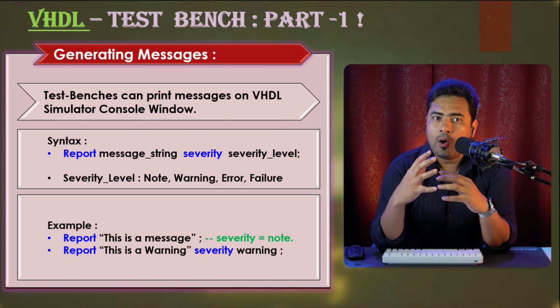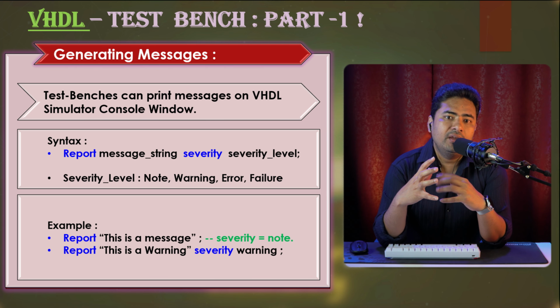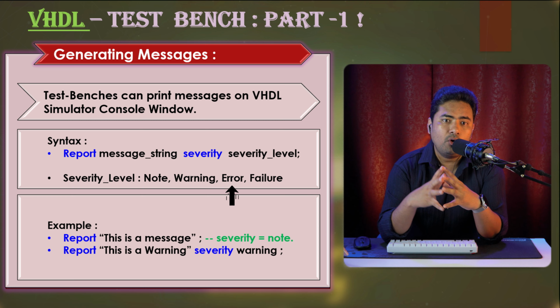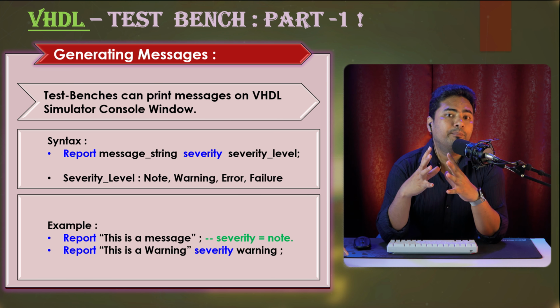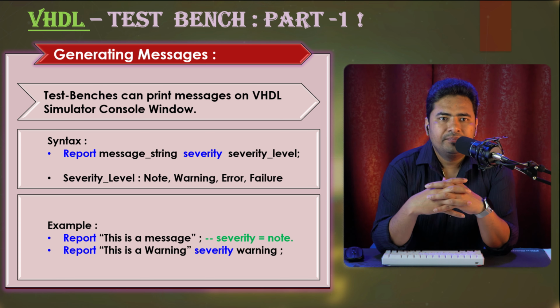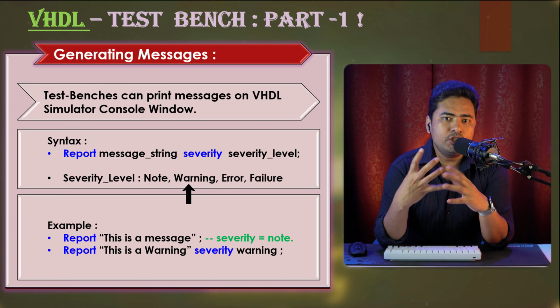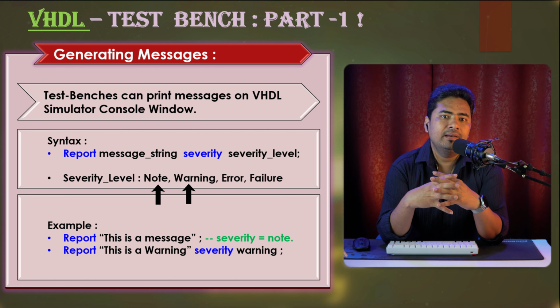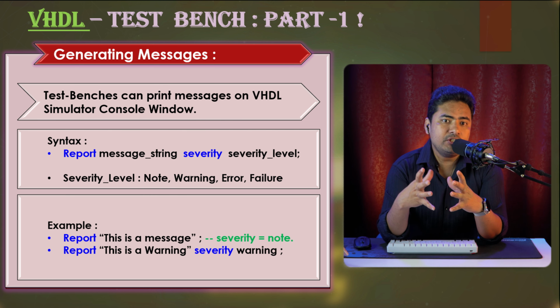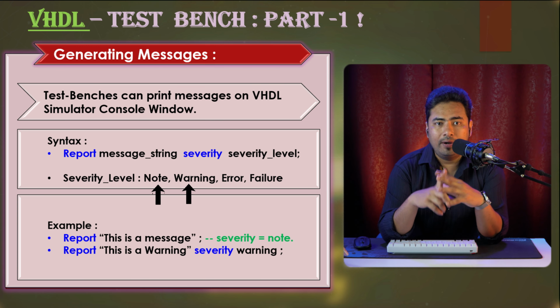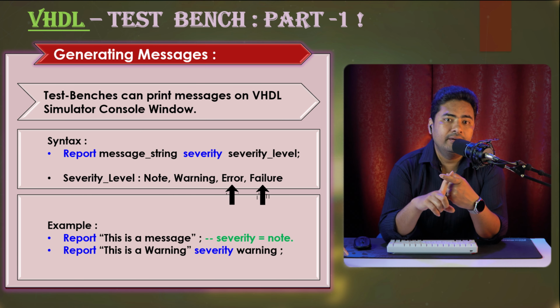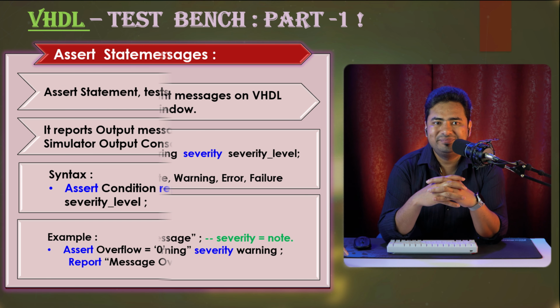Now, an important thing is that if in any case an error or failure is reported by the simulator, then your simulator will print that message and then it will stop simulating. But if you get a warning message or a note message, then the simulator will print that message but continue the simulation. Okay, so remember these differences between warning and note messages and error and failure messages.